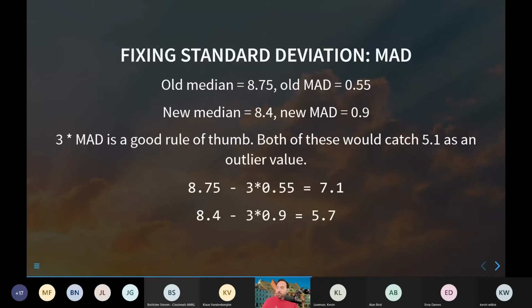And in fact, if I bring in 5.1, I could use 3 times the median absolute deviation and still catch 5.1 as an outlier. So Samir has a question. Could you please clarify the following? Do we need to define an anomaly before we can use a machine to detect it? Or can we somehow specify what is normal and then a machine would hopefully detect some potential anomalies that we weren't aware of? That is a really good question.